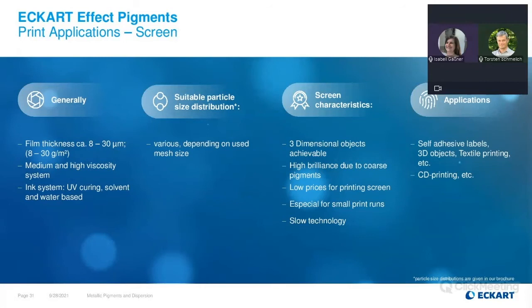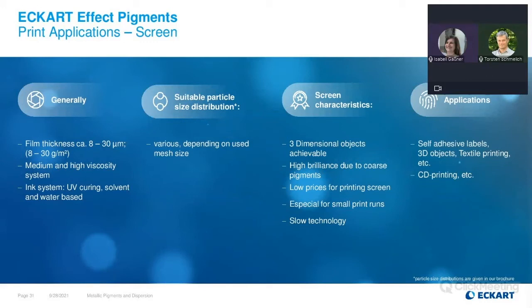Also solvent-free plastisol types are still very common in the industry for flexible substrates like sports equipment and so on. Suitable particle size distribution is just depending on the used mesh size of the screen. Other characteristics are that three-dimensional objects are achievable. A very high brilliance can be achieved by using very coarse pigments. At the same time, due to the high evaporation of solvents in inks for solvent-based screen printing, a mirror effect is achievable. So it is a very versatile application method.